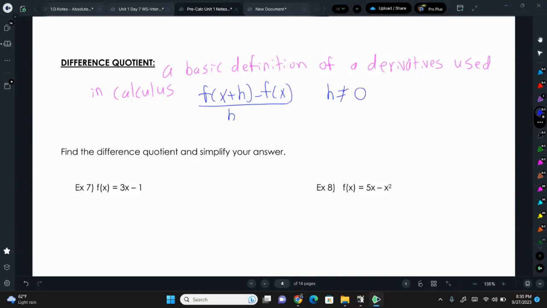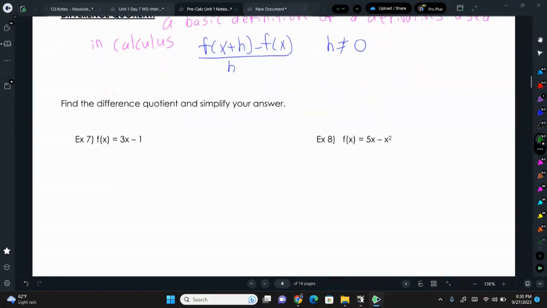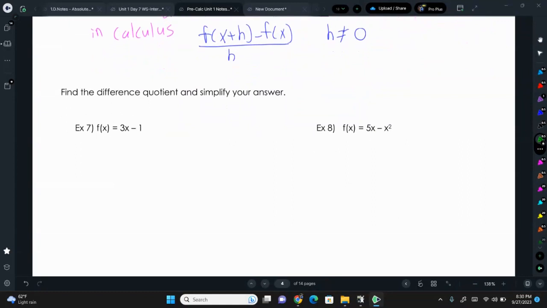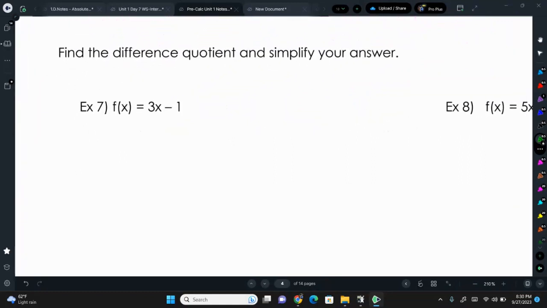So you may see different letters, we say g of x, h of x, you may see all of those different variables. So the difference quotient, what we're going to do is take our f function here. So I'm going to rewrite the difference quotient down here so we can refer to it easily. So now what we'll do is anytime I see an x, I'm going to write x plus h. That's what f of x plus h is.